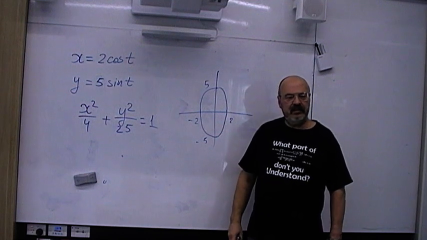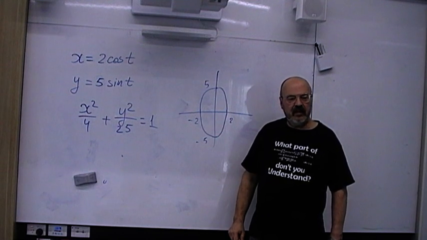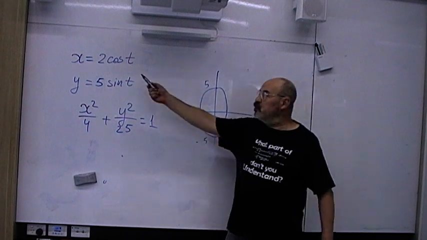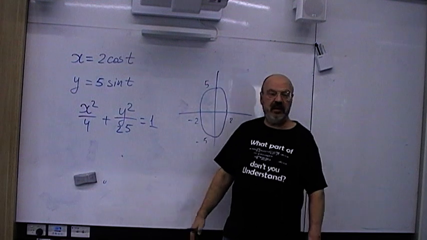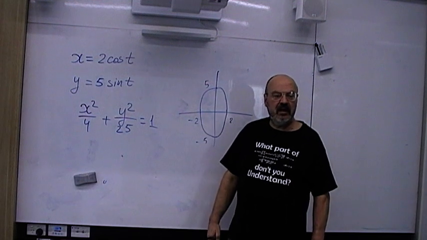Okay, that makes sense. So if those coefficients are the same, we get a circle. If they're not the same, we get an ellipse. But if one of my coefficients is 4 and one of them is 2.